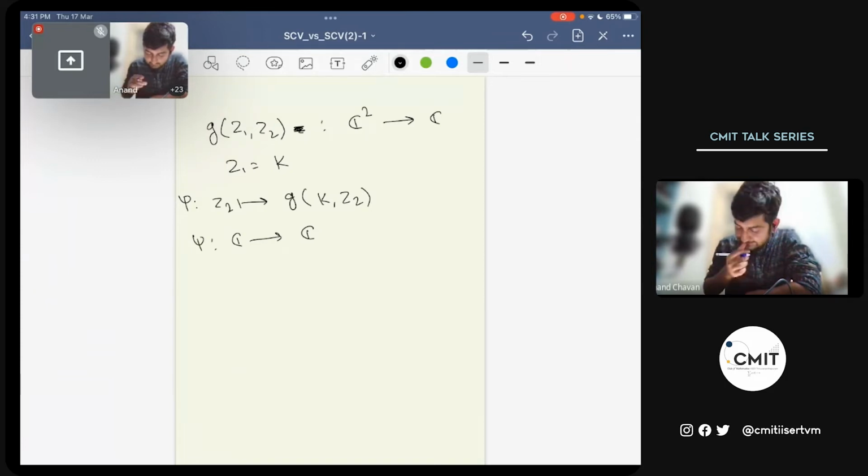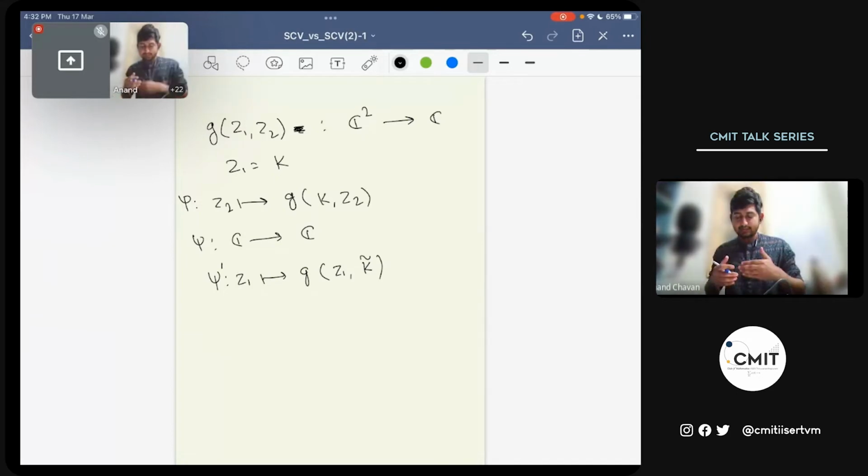So what Osgood's lemma says is that if this phi function is holomorphic in z2, and similarly we define phi dash for z1, considering the other variable constant, say g(z1, k tilde), and if phi and phi dash separately are holomorphic, then my whole function g(z1, z2) is holomorphic. So if you want to create examples of holomorphic functions from C^n to C, you just need to check if the function is holomorphic in each variable separately.